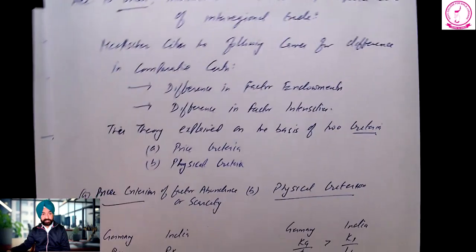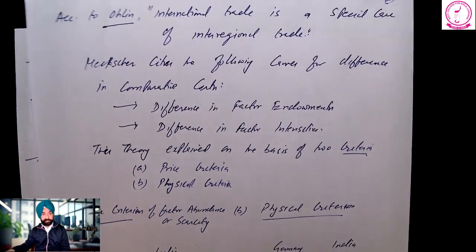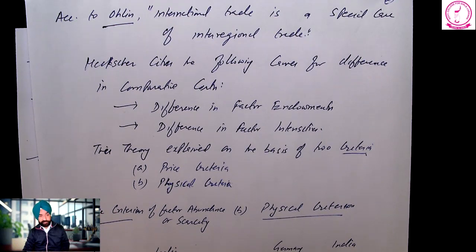Then there is another thing, the definition by Ohlin. According to Ohlin, international trade is a special case of inter-regional trade. That's why they do not contradict the comparative cost classical theory, which comes before this theory. So they don't contradict. They say international trade is a special case of inter-regional trade.